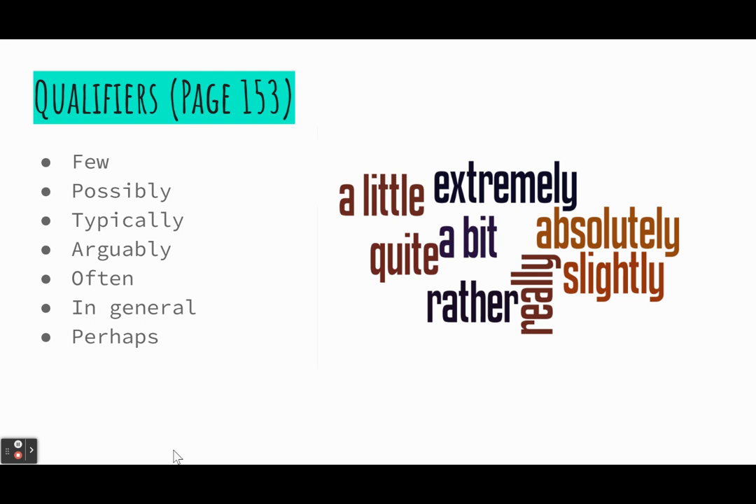Again, the qualifiers, I gave a list of them in the previous one. Arguably wasn't on that list. In general, perhaps avoid words like absolutely. Think about rather. Think about quite. You can go with extremely, but that isn't the same as absolutely or always. Slightly. Again, typically, possibly, few, many, often, but not always, not ever, not absolutely.